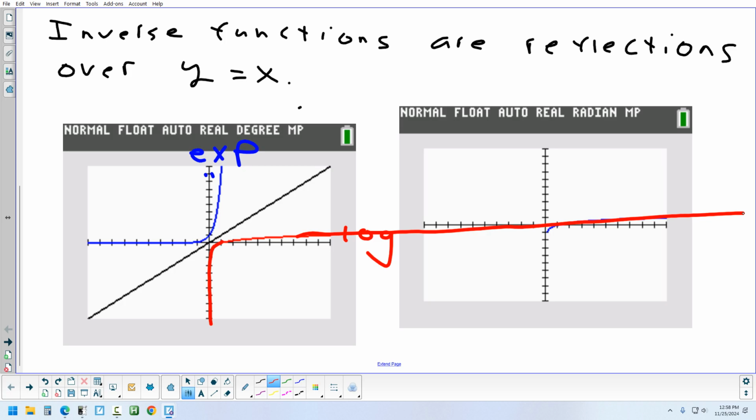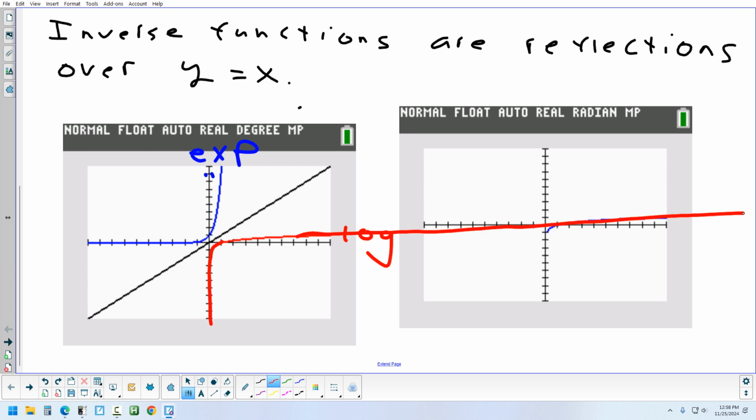So if it goes down forever and up forever, what do you think the range is? Negative infinity to infinity. Yes, the range is all real numbers. In fact, it probably goes up even slower than the way I drew it. It almost looks flat. It's very, very slow.